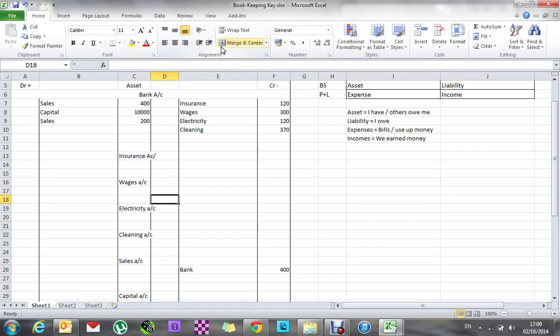If I go to my insurance, 120, there was a credit in the insurance for insurance in the bank account. So the credit in bank, which means in the insurance account there'll be a debit, €120 there, and we'll call it bank.